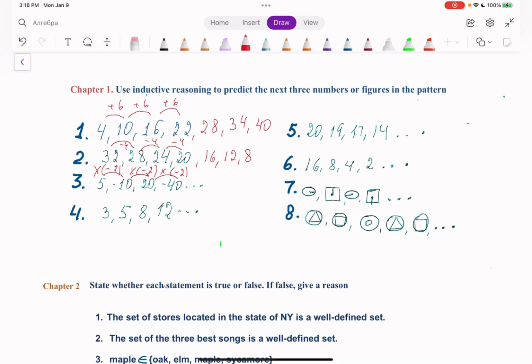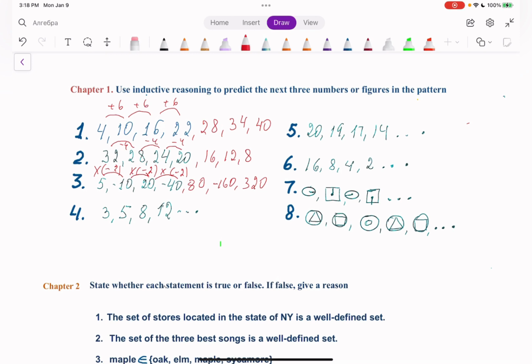Which means if I continue, negative 40 times negative 2, it's going to be positive 80. Times negative 2, negative 160. Times negative 2, 320. Okay. Next one.